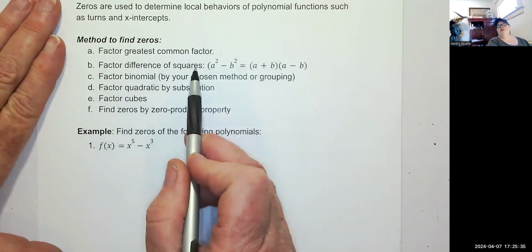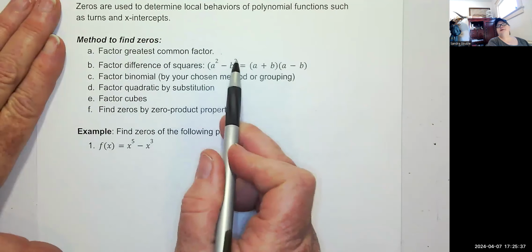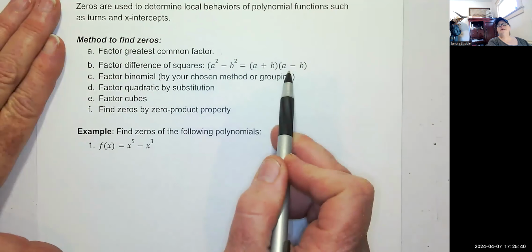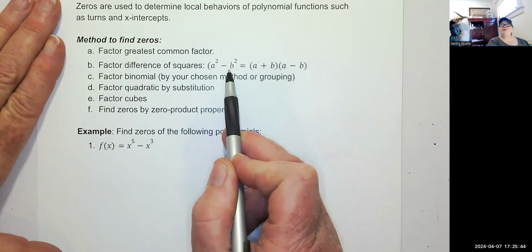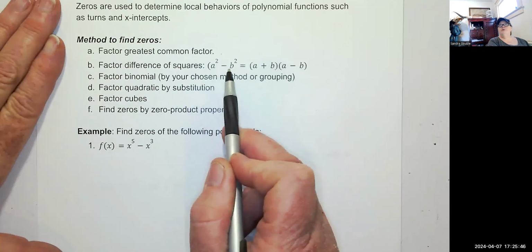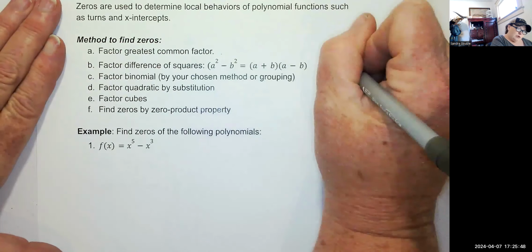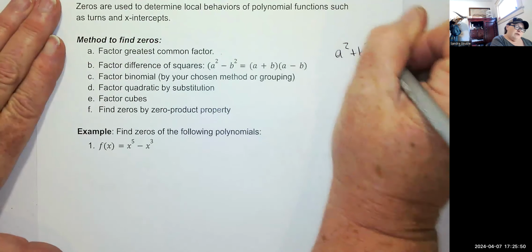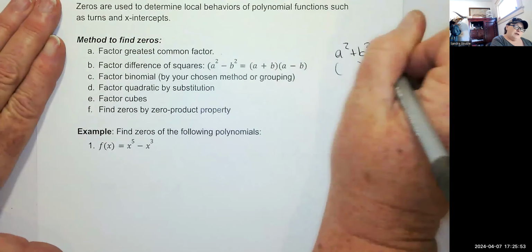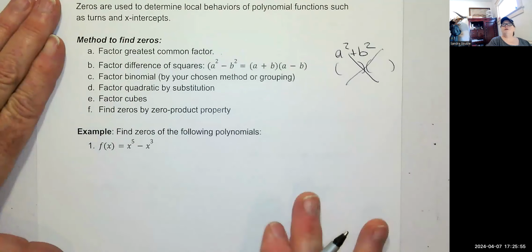Factor by difference of squares. So when you see a squared minus b squared, it can be factored into this format. Remember, there's no such thing as the sum of two squares being factored. It is prime, so you cannot do that. So when you see a squared plus b squared, that cannot be factored out. It is truly just what it is.